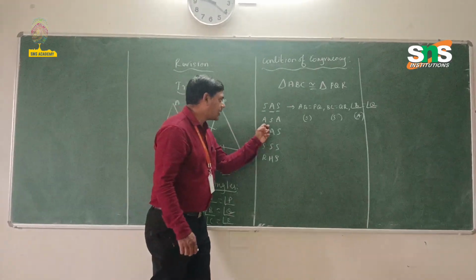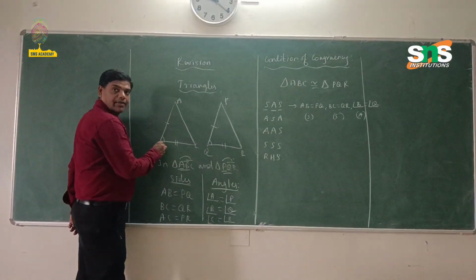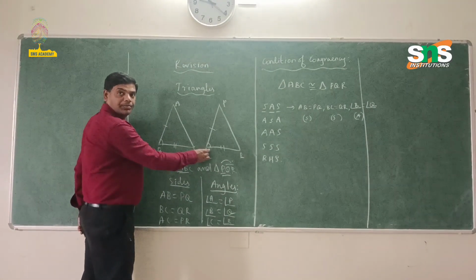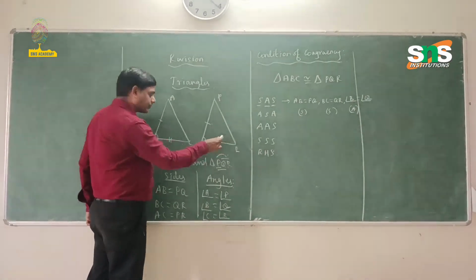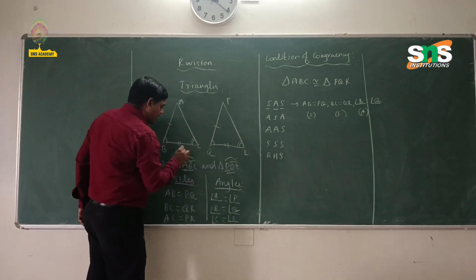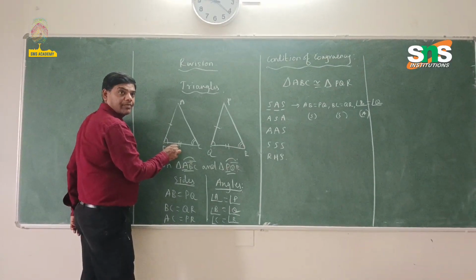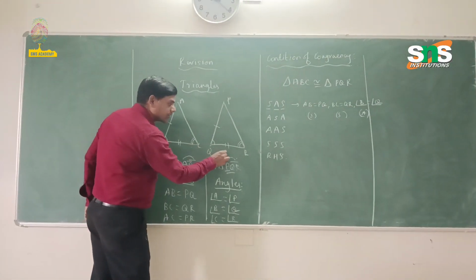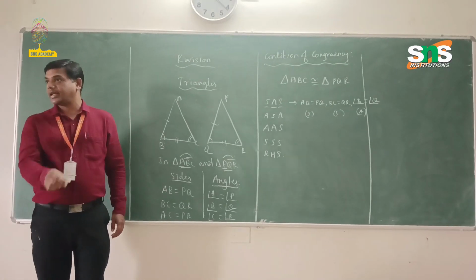Now angle side angle means if I am taking the angle B equal to angle Q, angle C equal to angle R, and then, taking it like this, which is the included side here? This is the included side. BC is equal to QR. This is the way you have to take for ASA.